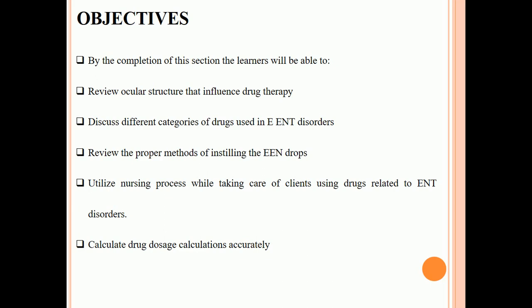that influences the drug therapy, discuss the different categories of the drugs used in ENT disorders, review the proper methods of instilling the EENT drops, utilize the nursing process while taking care of clients using drugs related to ENT disorders, and calculate drug dosage accurately.